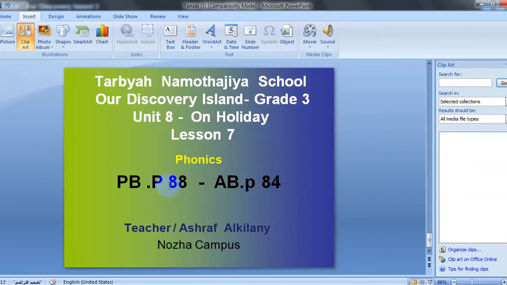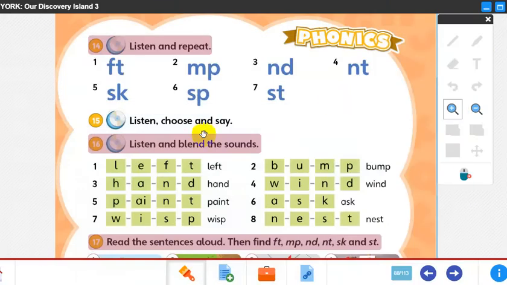So, in your pupil's book on page 88 and your activity book on page 84. Right? So, our lesson today is phonics. We're going to study some words, right? Focusing on consonant blends or consonant clusters.